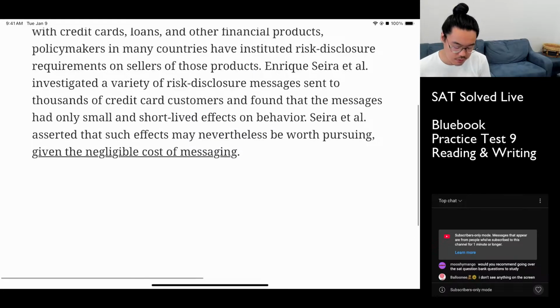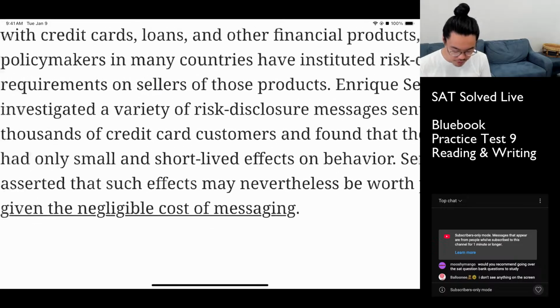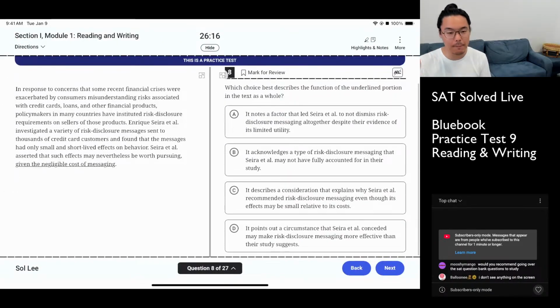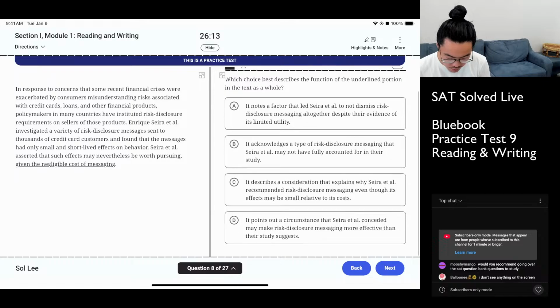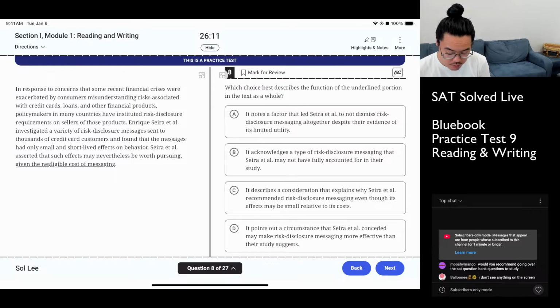So this is a reason. It's a reason for a counterposition against this finding. Okay, so it's kind of like there's multiple jukes in that. That makes this a little harder. By the way, first time ever seeing this passage. Function underlying portion. It's a reason to support a policy, even though it may not be that effective.